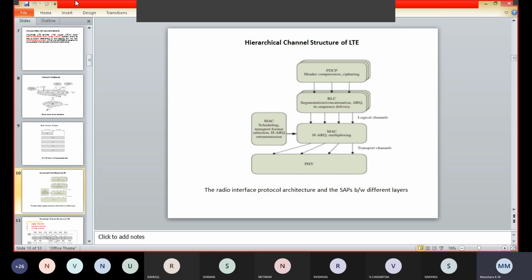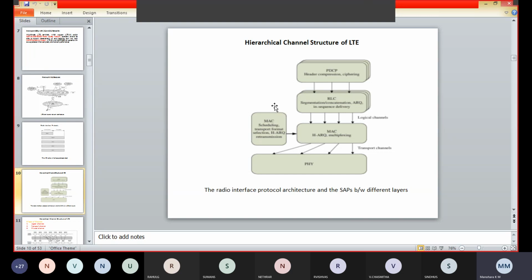BCCH stands for broadcast control channel. It is a downlink common channel used to broadcast system control information to the mobile terminals in the cell, which includes the downlink system bandwidth, antenna configuration and reference signal power. Due to the large amount of information carried on the BCCH, it is mapped to two different transport channels, the broadcast channel, that is BCH, and the downlink shared channel, that is DL-SCH.